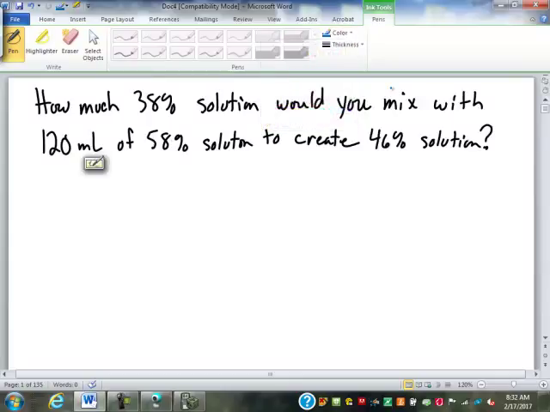Okay, so to the problem I had up here for you to start out the class: how much 38% solution would you mix with 120 milliliters of 58% solution to create a 46% solution? So in here, remember, we have to ask, what is it that we are mixing? And what is our desired result? So there's always 2 that we're mixing together to get 1 desired result.